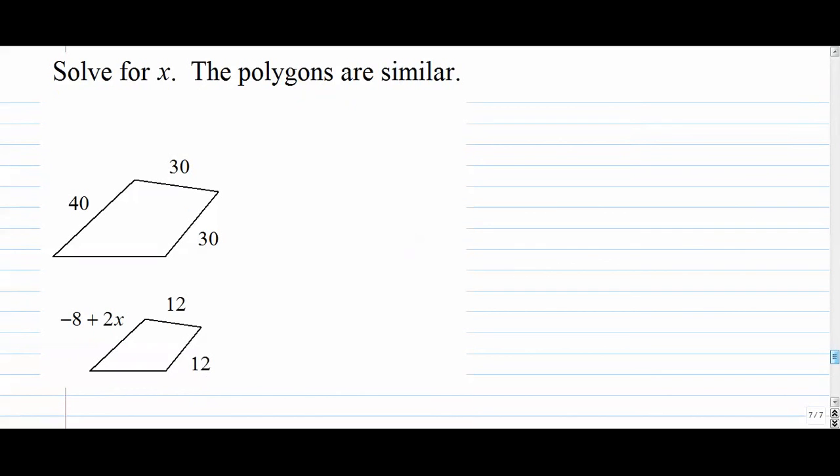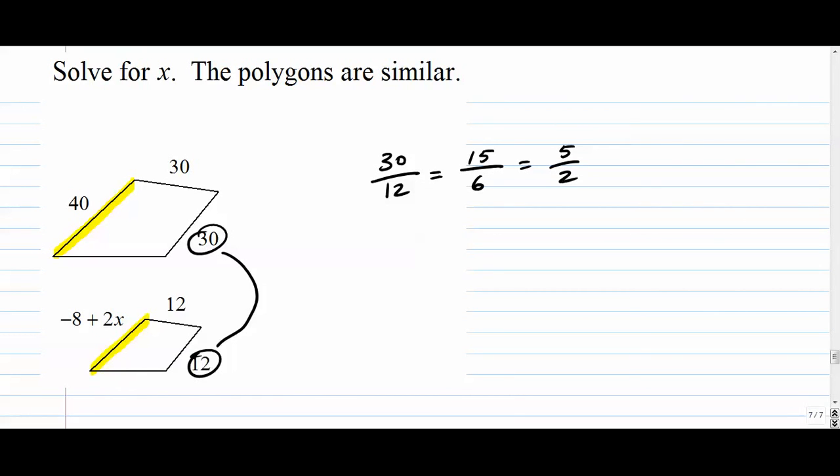Last one. Let's see here. We have a lot of different options here. First thing I might do is notice that this side corresponds with this side, so I'm going to need to use that a little bit later. And then I have 30 and 12, they correspond, so that's how I'm going to get my scale factor. 30 over 12, which is 15 over 6, which is, let's see, 5 over 2. And that's my scale factor right there.